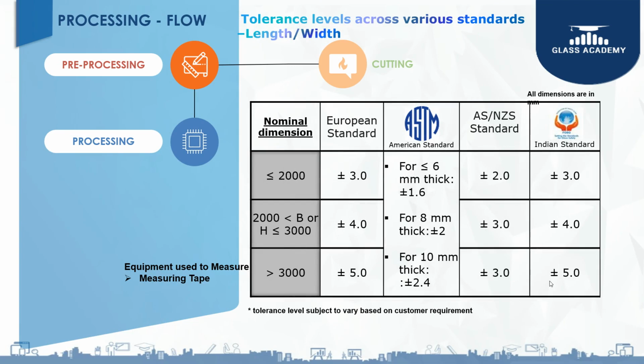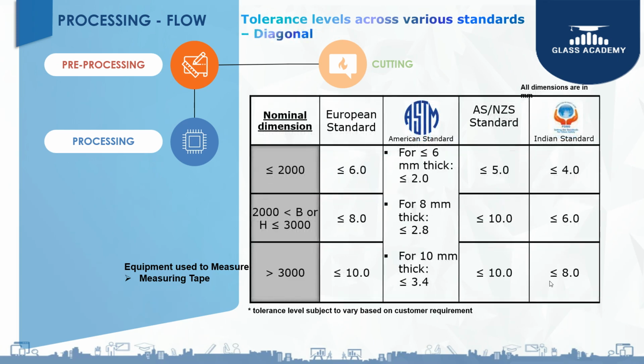So this is on length and width, as I stated, three different categories, and with respect to thickness, the tolerance will be set. So this is on diagonal.